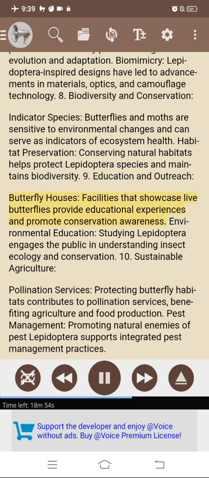9. Education and outreach. Butterfly houses. Facilities that showcase live butterflies provide educational experiences and promote conservation awareness. Environmental education. Studying Lepidoptera engages the public in understanding insect ecology and conservation.